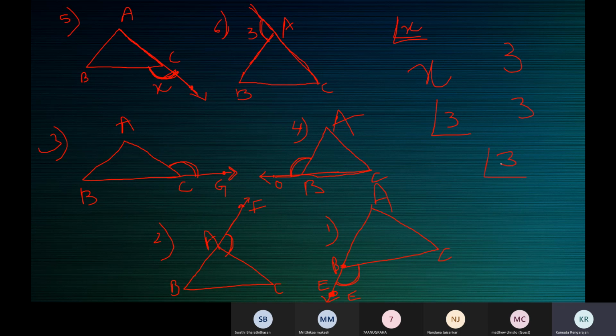So when angles are named using numbers, you must use the angle symbol: angle 3, angle 1, angle 2. But if a small letter is used, X, Y, Z, A, B, C, simply X. The exterior angle is X. The exterior angle is Y, and so on. So this is about exterior angles, children. Understand?